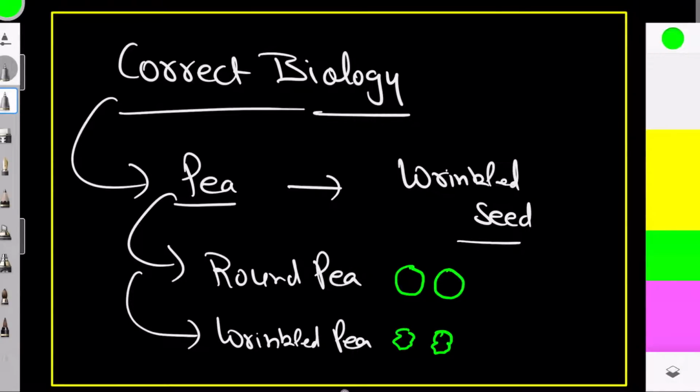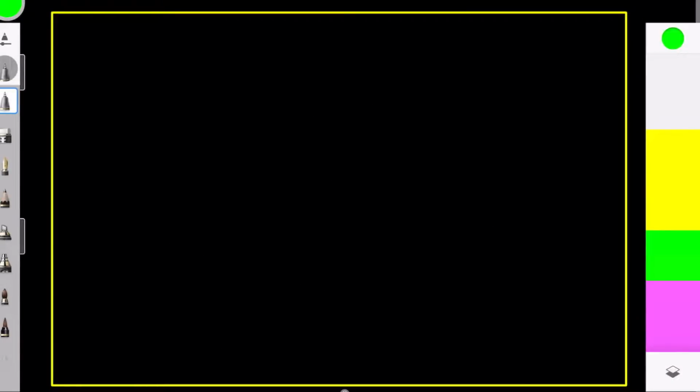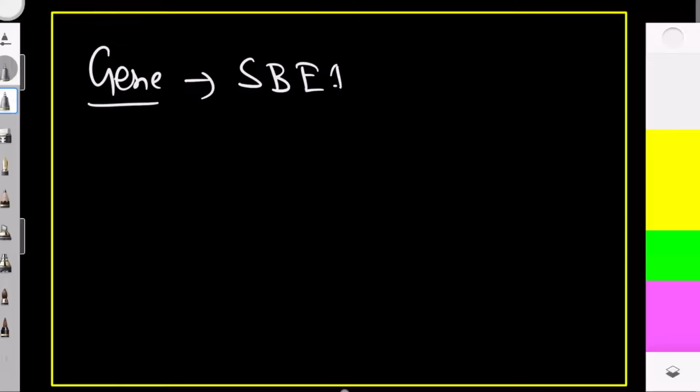So in this video, you are going to learn how pea are going to have round phenotype, how they are going to have wrinkled phenotype. Now, we are going to discuss how things are going to happen at the molecular level. So here you have to understand the final pea phenotype. It is being decided by a gene, that is SBE1.